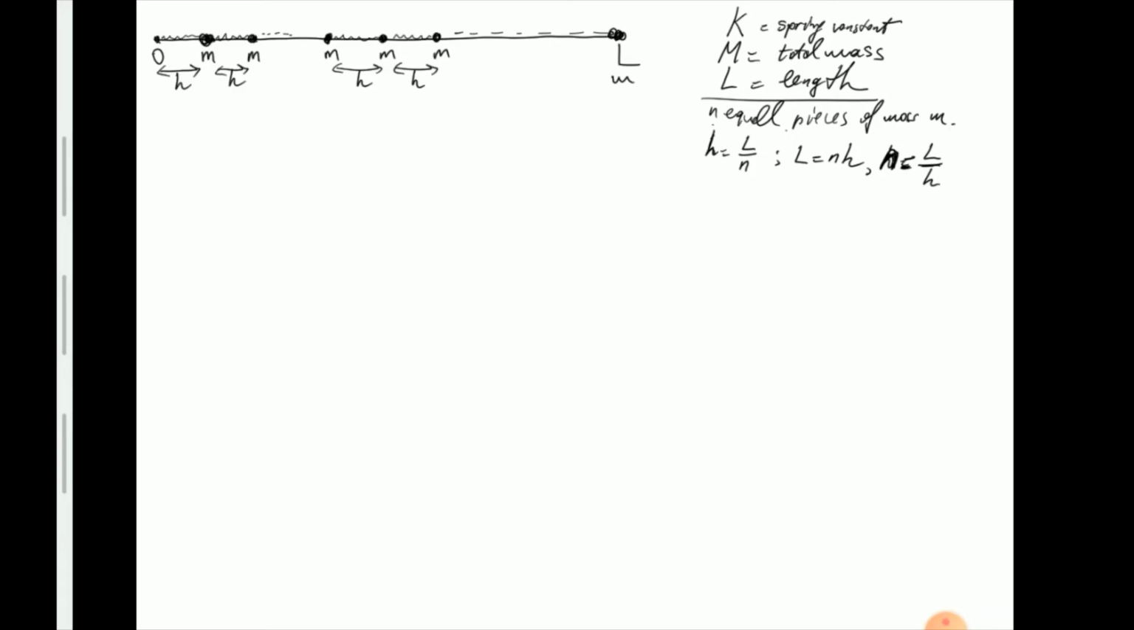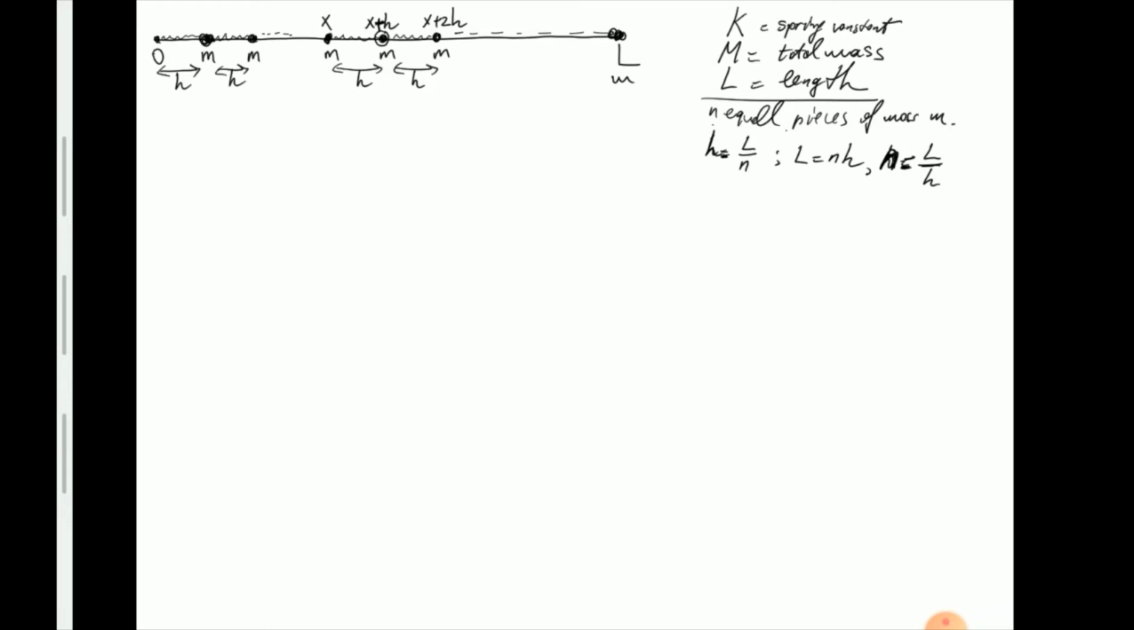So you split big L into n equal pieces. That means the distance between two nearby pieces is little h. We're going to focus on three nearby points here in the middle. Suppose the coordinate of the point here is x. So this is the x coordinate, the position of that point. Therefore, the next one to the right is at x plus h, and the one further to the right is at x plus 2h. We're going to derive a formula for the equation of motion for the object in the middle, the one at position x plus h.